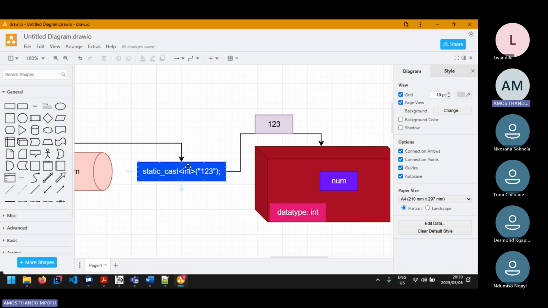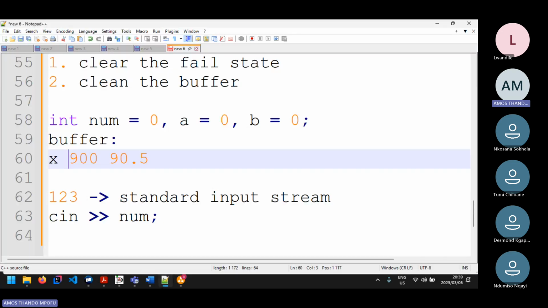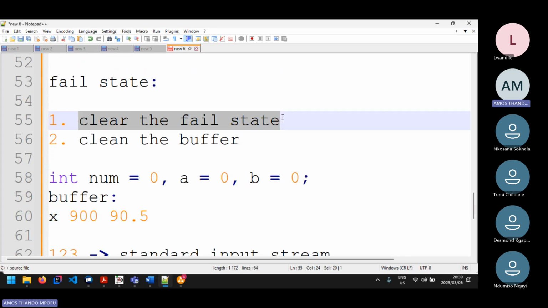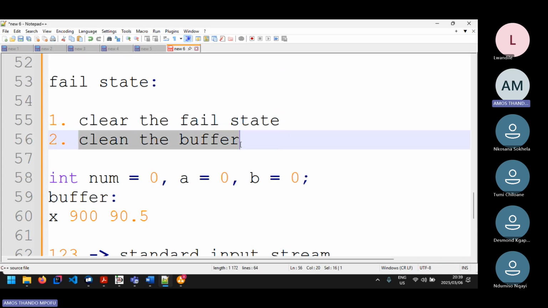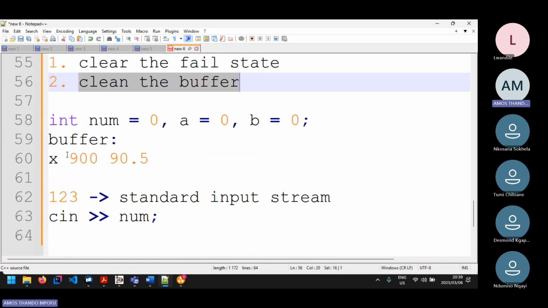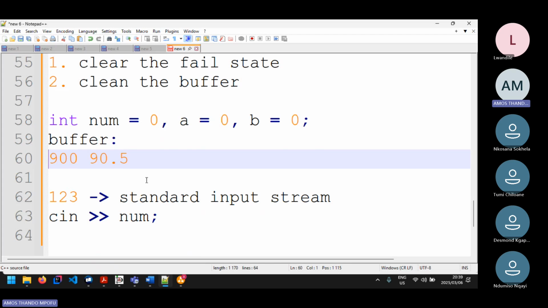So you need to restore everything back to normal. How do you restore everything back to normal? We call that clearing the fail state, meaning restoring it back to its normal state. Then once you're done, you can clean the buffer. But the cleaning of the buffer in this example, they didn't talk about it, right?